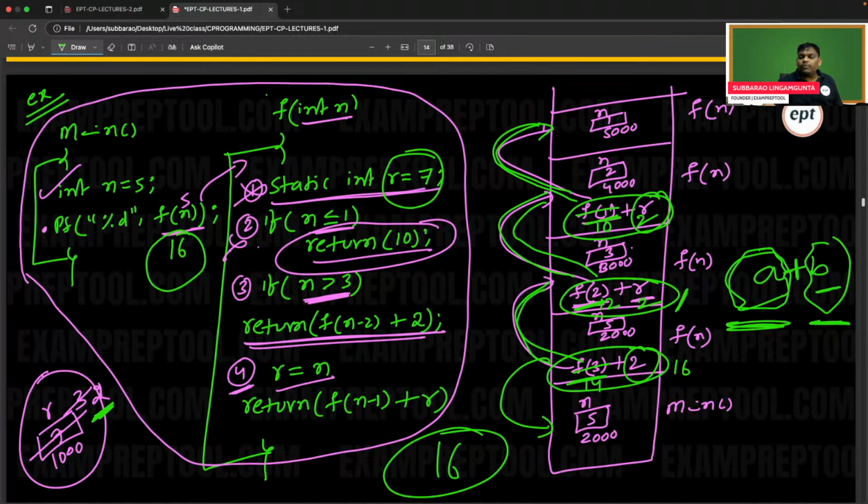Without completing the left, don't go to the right. Don't be tempted to write the right-hand side answer. Don't be tempted to take the right-hand side value immediately.